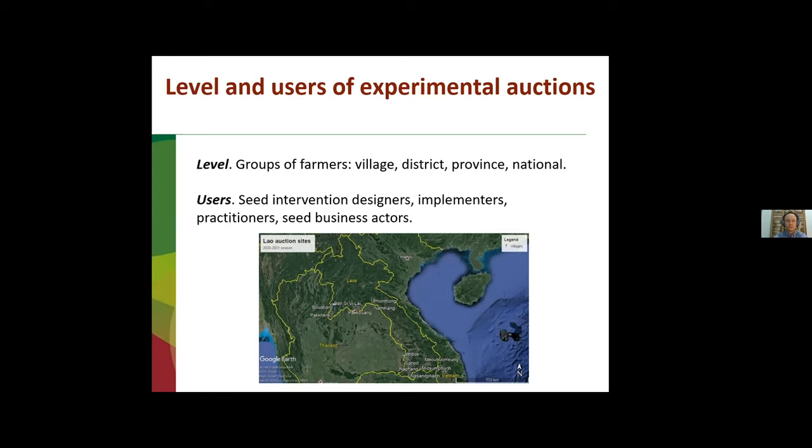And this map below is showing an example of a seed auction that was conducted by myself and colleagues in Laos over the past year. So you can see on this map, we've gone kind of nationwide and we've selected 20 villages in 5 provinces. So that's just to give you an example of scale. And I'll be talking more about that example throughout this presentation.